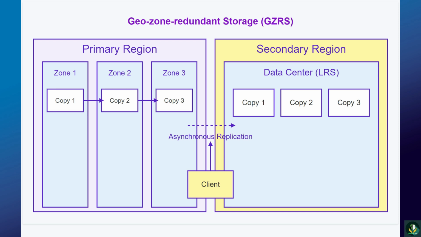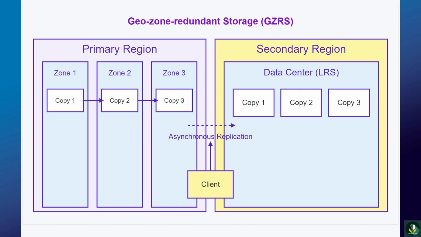Secondary region. The large rectangle on the right represents the secondary Azure region, typically hundreds of miles away from the primary region. Secondary data center. Within the secondary region, we see a single data center where replicated data is stored using locally redundant storage, LRS. Secondary region data copies. The secondary region maintains three copies of the data within the single data center, representing the LRS aspect in the secondary region.